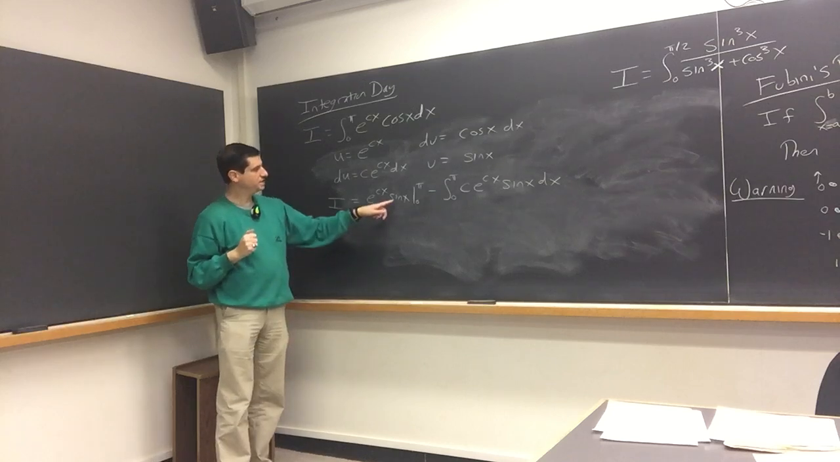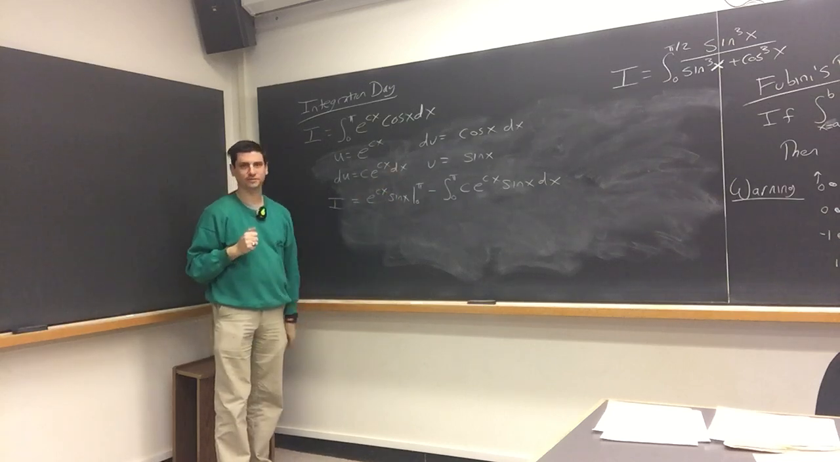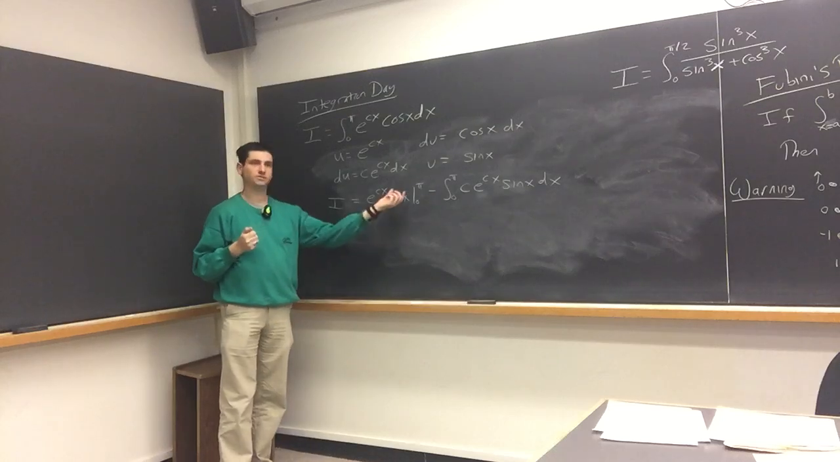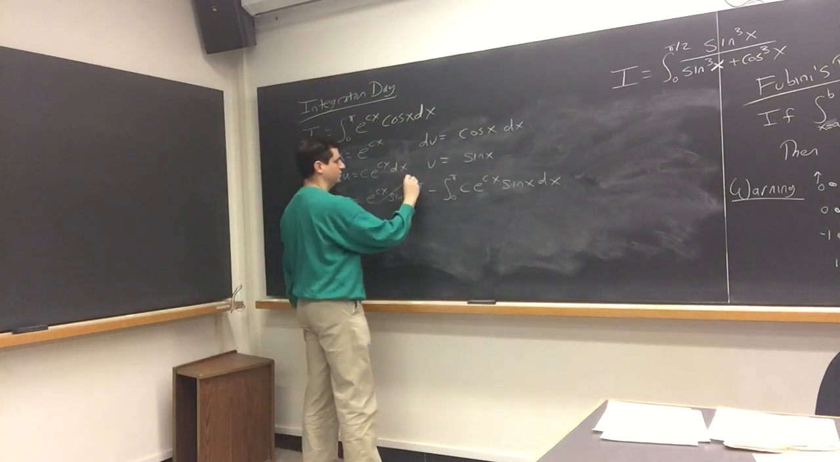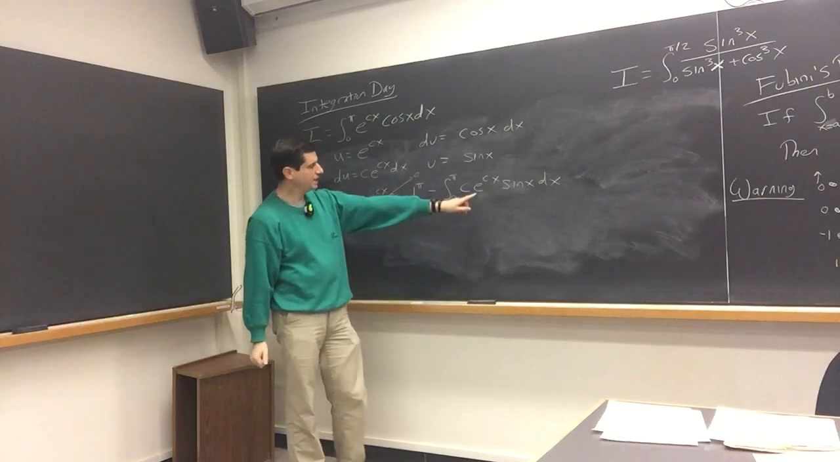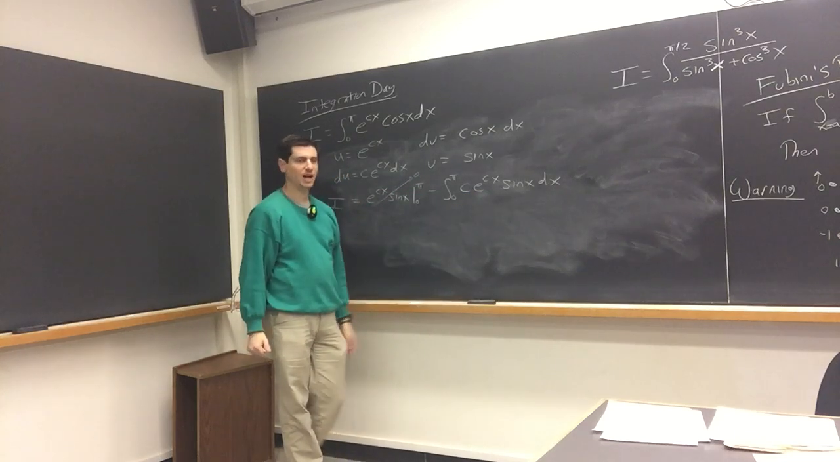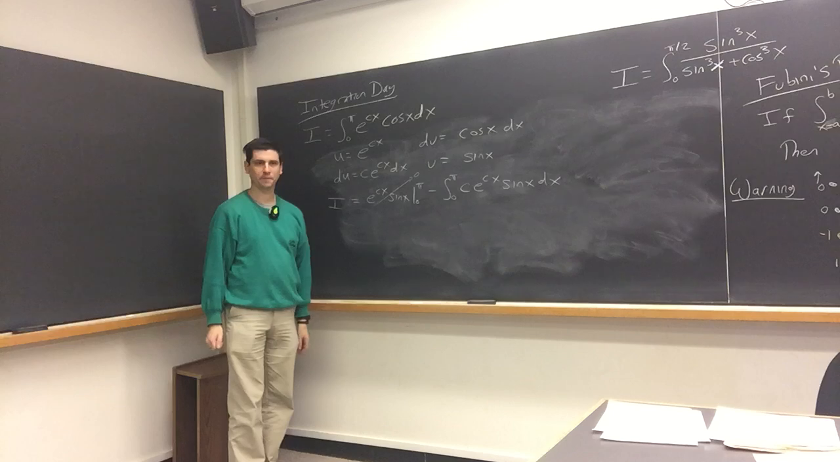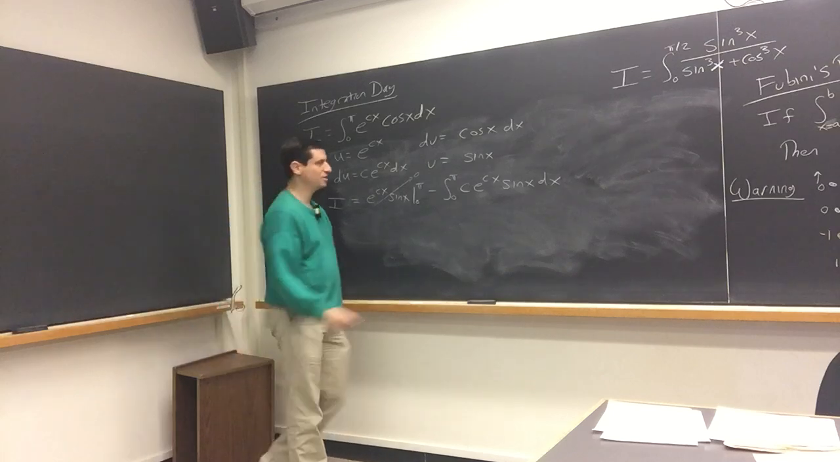Okay. What is e to the cx sine of x at 0 and pi? Just 0, right? Sine of 0 is 0, sine of pi is 0. So this term vanishes. And now we're left with this integral. How do we evaluate this integral? We do the same process again.